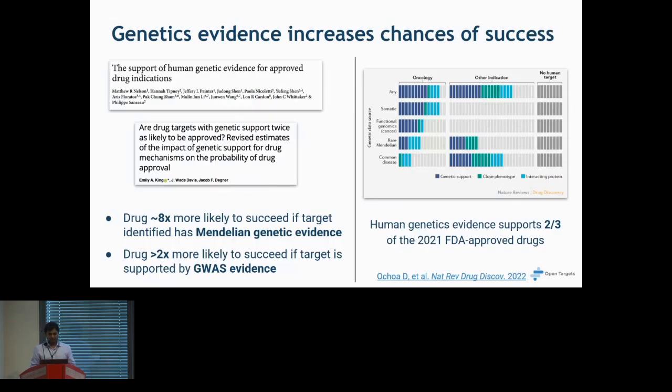Various studies have looked at the success rate of different compounds throughout the clinical trial phases, and compounds that have a lot of direct genetic support are more likely to progress through the pipelines. So drugs are 8 times more likely to succeed if the target has Mendelian genetic evidence, and 2 times more likely if they have GWAS evidence. We also looked at the 2021 FDA drug approvals, and at least two-thirds of them had human genetics evidence. So the more information we have about the target, the better the chances of creating a compound to modulate it.